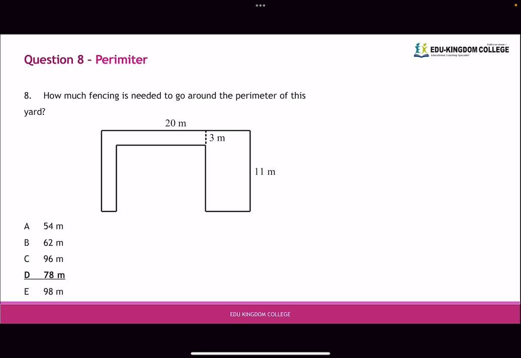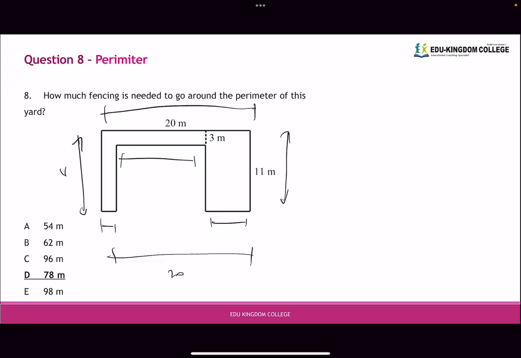All right. Perimeter. What is the perimeter? How much fencing do we need? So this side is the same as this side. So that's 11 and 11. Okay, this and this all together is the same as this, right? So this bottom side is 20. So this side here is 20.